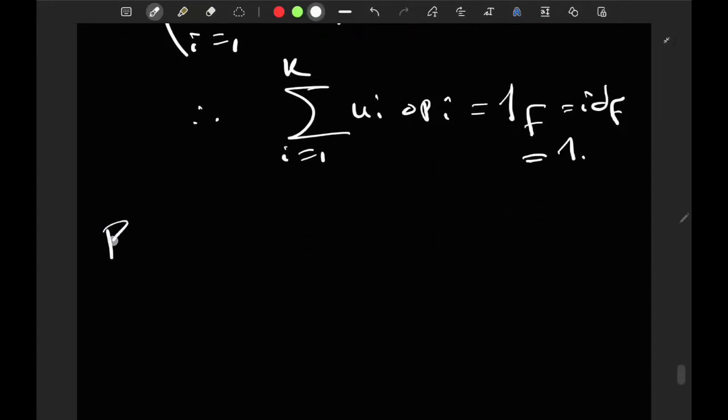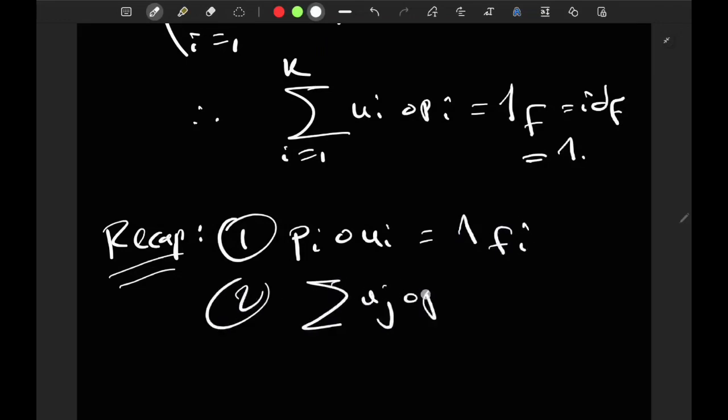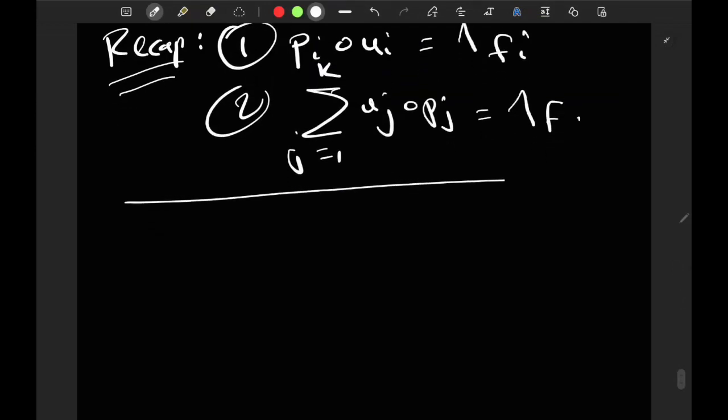So, recap of this remark. The first thing is that p_i ∘ u_i is the identity of F_i, and the sum of u_j ∘ p_j, j equal 1 up to k, is the identity of F. These two things will help us prove the following proposition, which says something that you know sort of from previous courses.